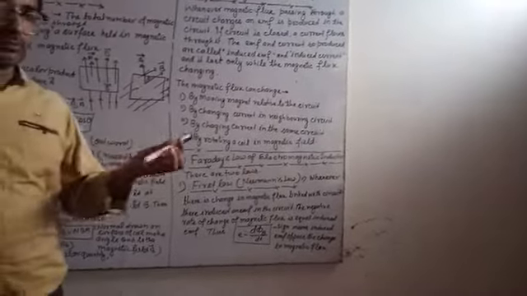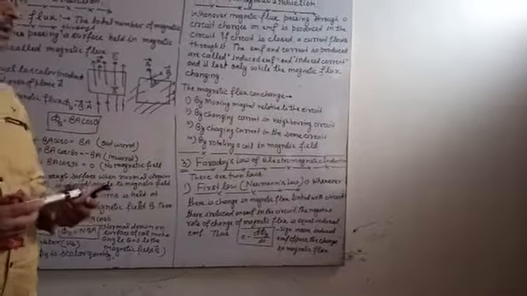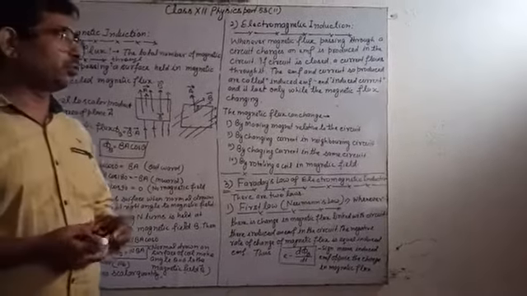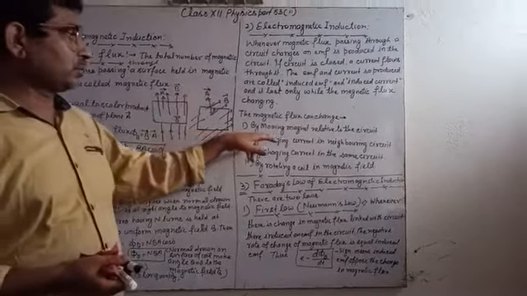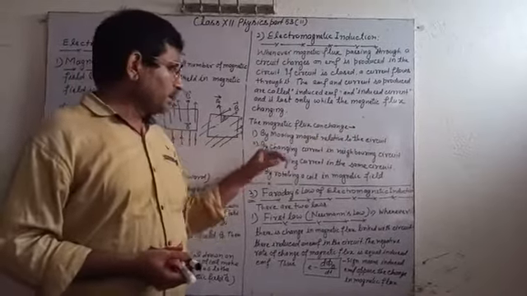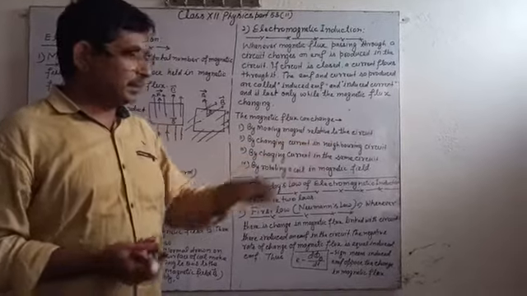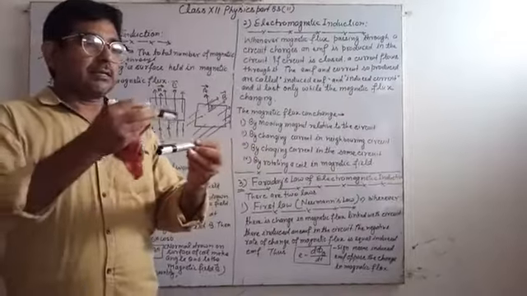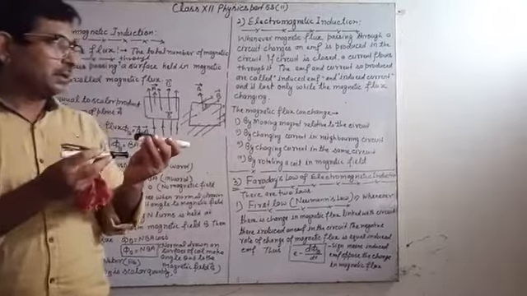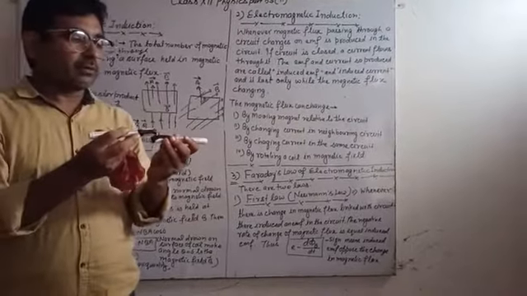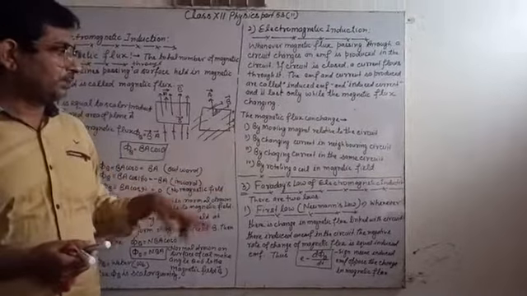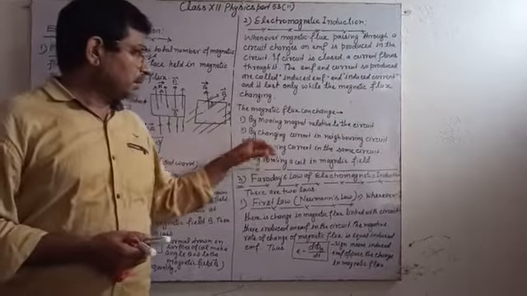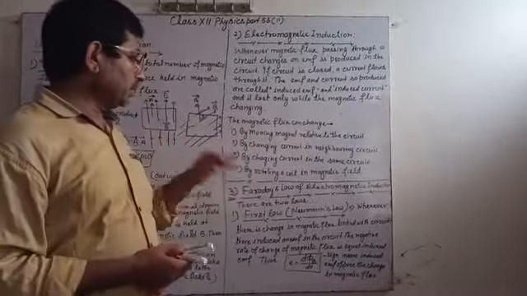By moving the magnet relative to the circuit. If there is motion of the circuit relative to the magnet, then induced EMF is produced in the circuit. If the circuit is closed, then a current flows. Second, by changing the current in a neighboring coil: if there are two coils and we change the current in one coil, then induced EMF is produced in the other coil. This is known as mutual induction.